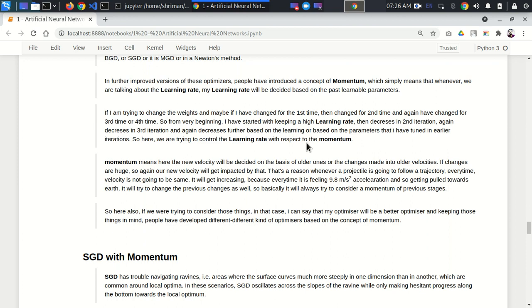In the very beginning people didn't have any idea about these things, but they were trying to introduce this concept of momentum. According to this concept, they are trying to control the learning rate as well, and they were considering all previous learning rates, the learning rates from previous or earlier iterations that they have learned. So momentum means here that the new velocity will be decided on the basis of older ones, or the changes made into older velocities.